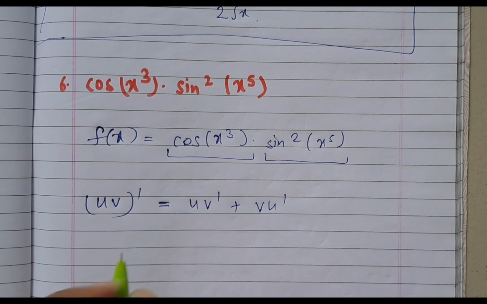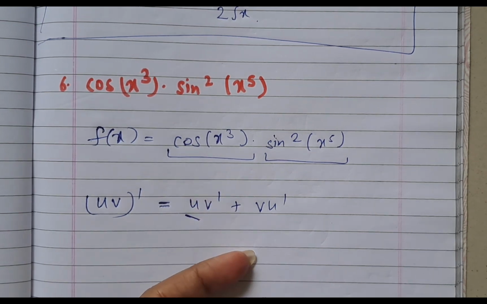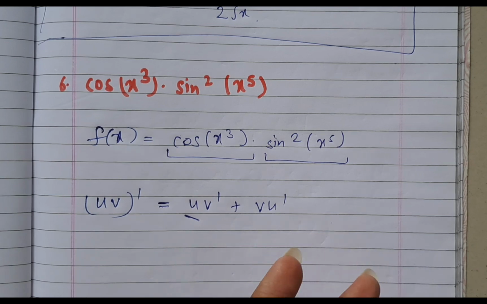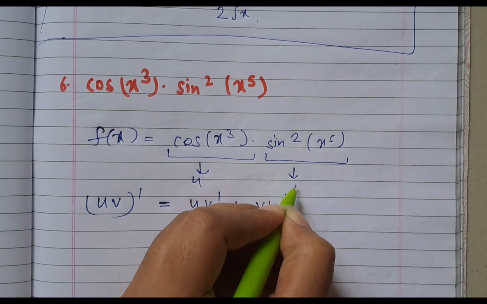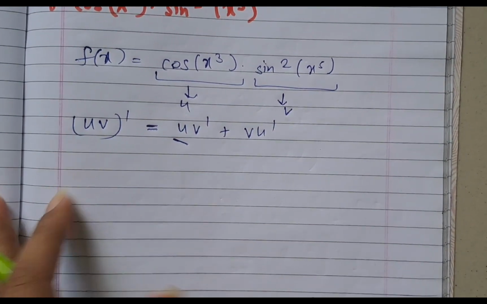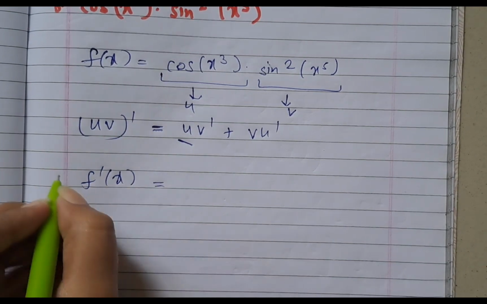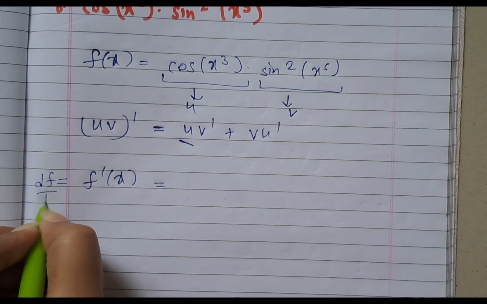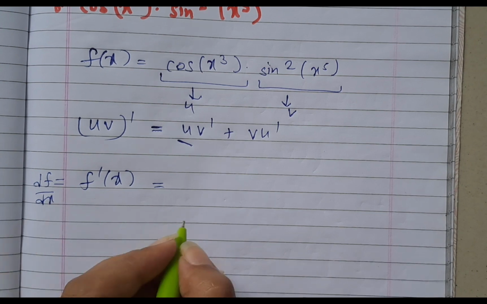So what do we have to do first? Keep u as it is and differentiate v, plus keep v as it is and differentiate u. Like that. So this one we can consider as u and this one we can consider as v. Okay, so what will we write? f dash of x will be equal to, this is df by dx. As you all know, we have seen that derivative can be written as f dash also.